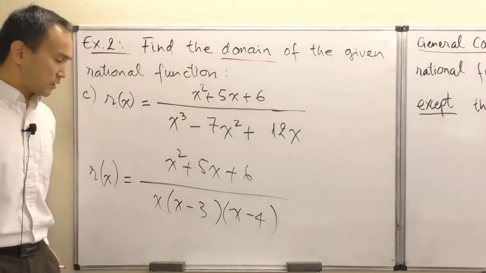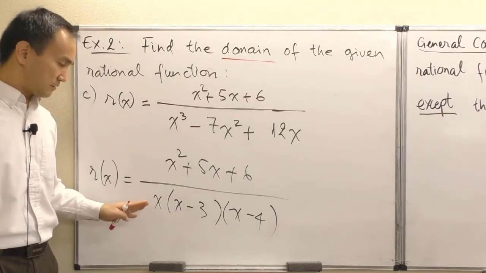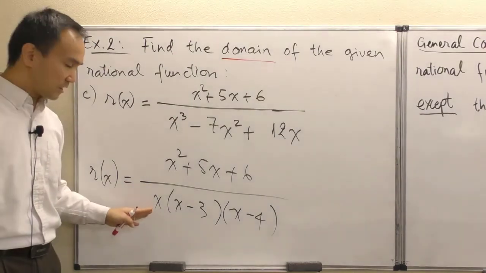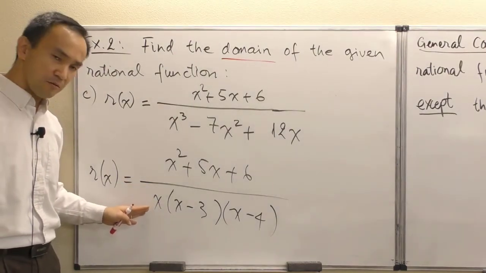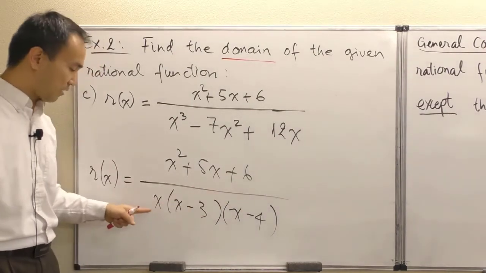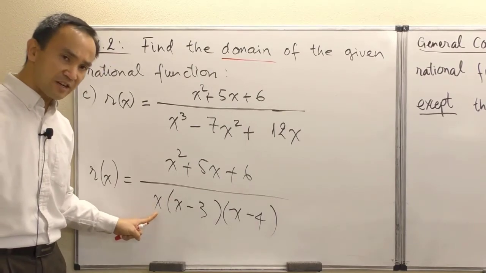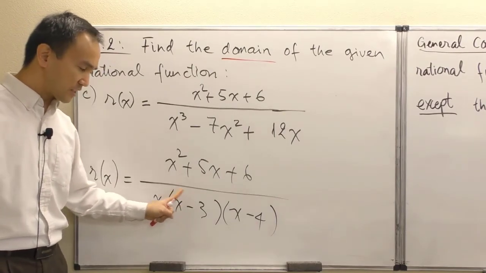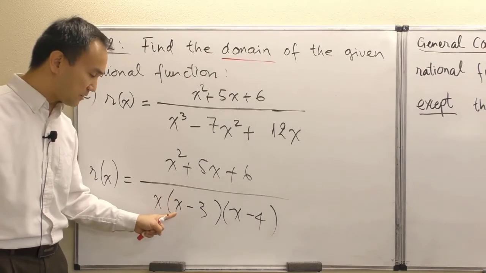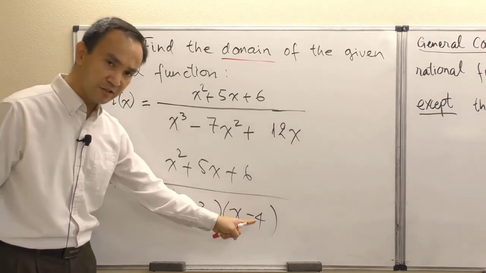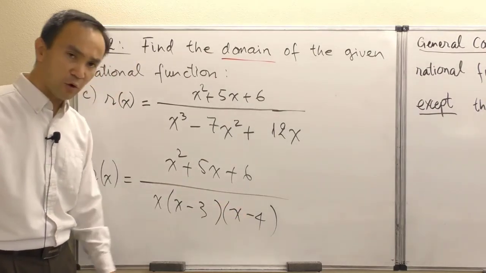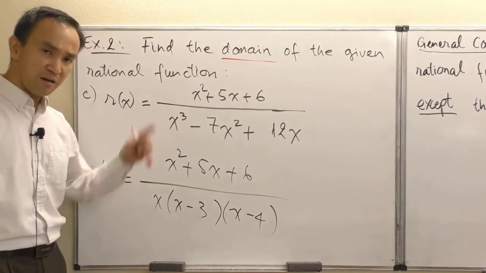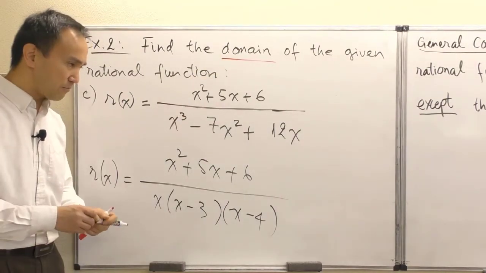Now with this denominator polynomial being completely in factor form, we recognize this is a linear factor x minus 0. This is another distinct linear factor, x minus 3. This is another distinct linear factor, x minus 4. Now I'm going to go to the other board and get the problem down.